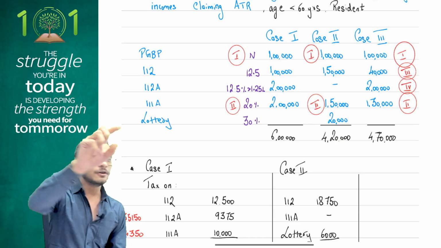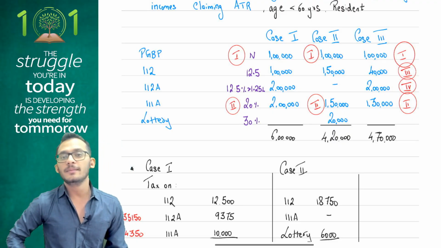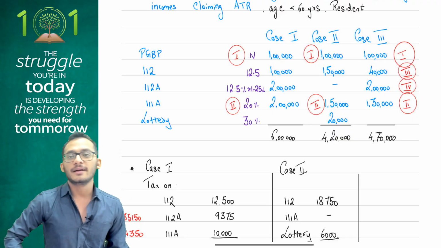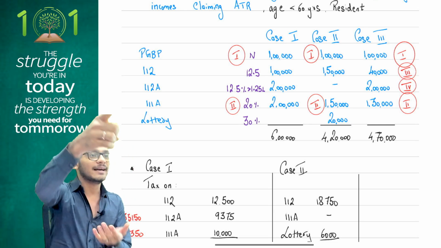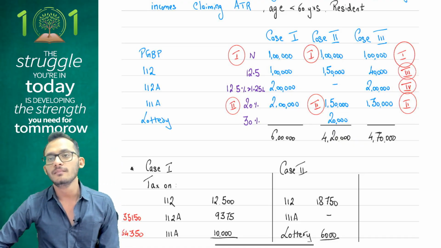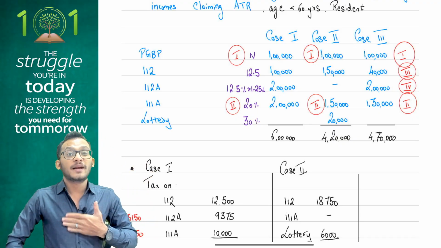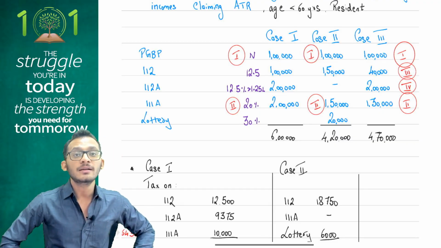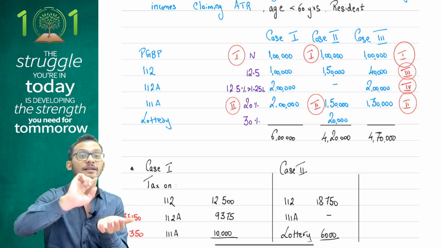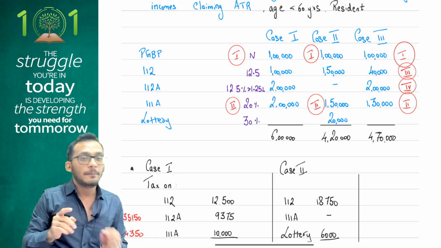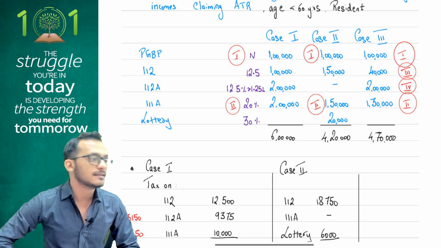Agreed, not agreed? If I offer either of these two incomes to tax, I will be eligible to claim a rebate of 12,500. Now you and me both know my order of priority to not tax is 111A, which means my order of priority to tax will be 112. I'm repeating my statement once again. My order of priority to not tax is 111A, and my order of priority to tax is 112.